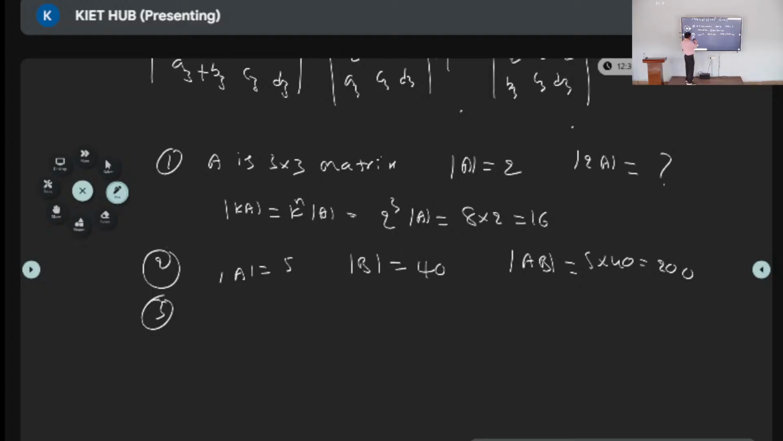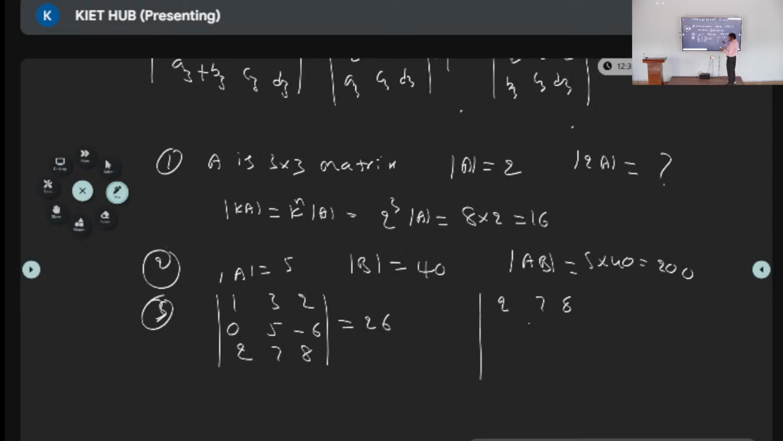Third one. Determinant of the matrix 1 3 2, 0 5 minus 6, 2 7 8. This determinant value is 26. Now determinant of the matrix 2 7 8, 0 5 minus 6, 1 3 2. What is the answer? These are all previous GATE questions.